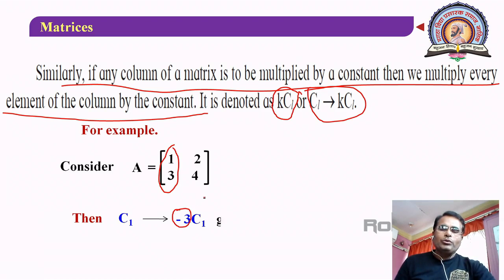So it gives you multiplication of this first column by minus 3. Here you will get minus 3 into 1, that is minus 3, and here you will get 3 into minus 3, that is minus 9. So this has resulted. You will observe that minus 3, minus 9 is your first column now in the new matrix. This way you can consider multiplication of any row or any column by a scalar k.